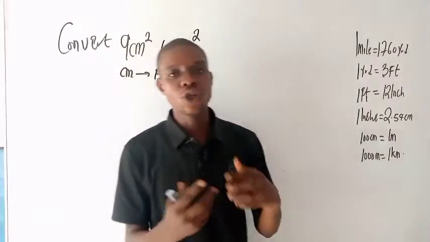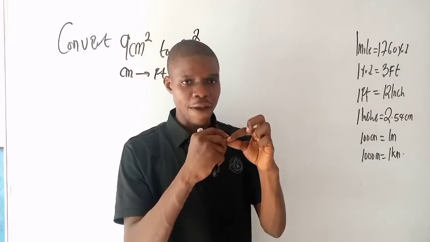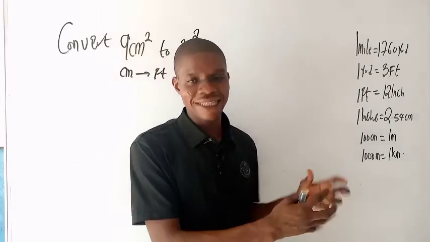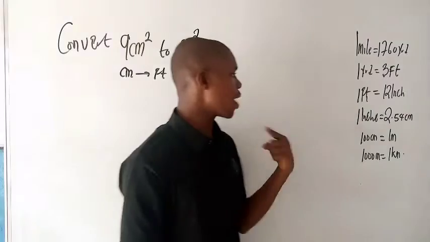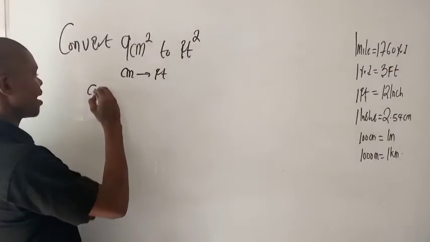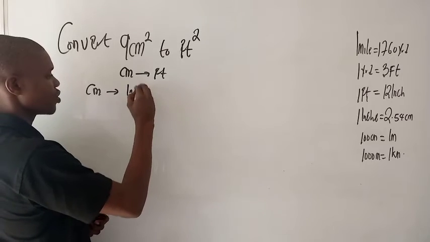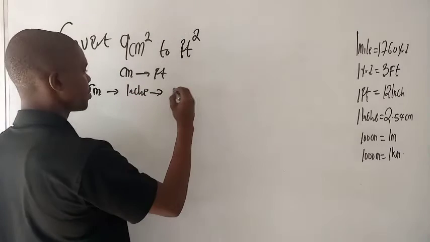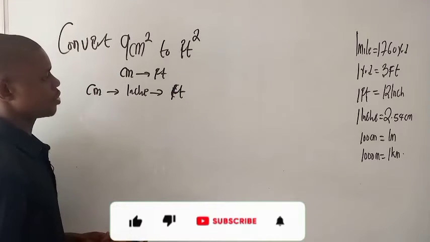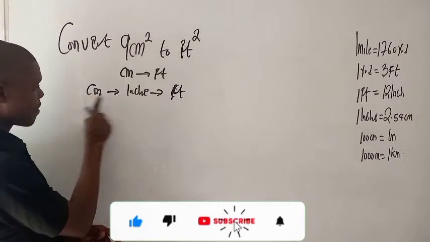It is just like when you don't know the direct link between two places, but you know that from one point you can get to another point, and from there you can get to the main destination. This is what I want to use here. So we are moving from cm to inch, and then from inch to feet. That's what I'm looking at. So what is the relation between cm and inch?